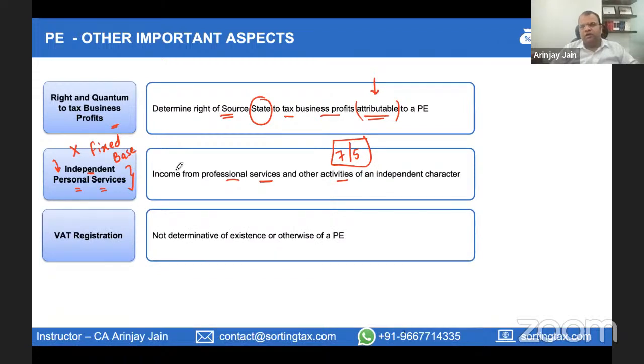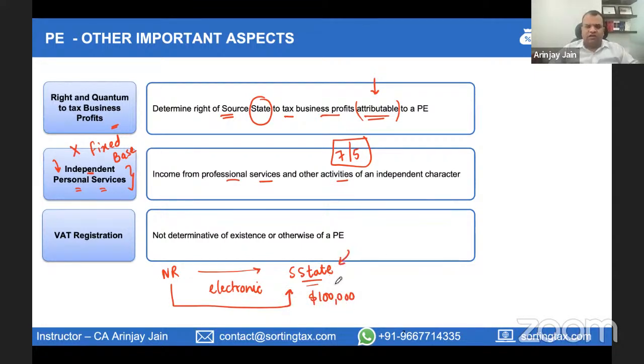VAT registration. Now, this is also becoming an important point given the way the business is operating right now. So think of a non-resident who basically sells, let's say, certain electronic goods or electronic media-based goods to a source state. This non-resident, let's say, is liable to register under VAT where the revenue exceeds $100,000 in the source state. In such a case, the moment this revenue exceeds this limit, the non-resident has to obtain a VAT registration, but this non-resident is operating completely out of the source state. The question that comes up is, will this non-resident have a permanent establishment in the source state? And the answer to that is no.